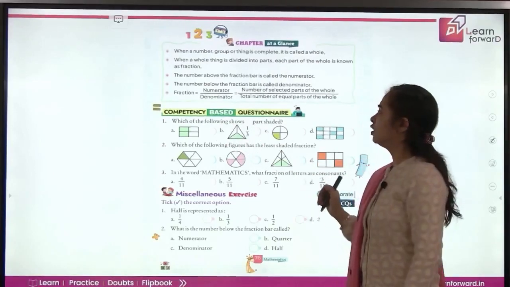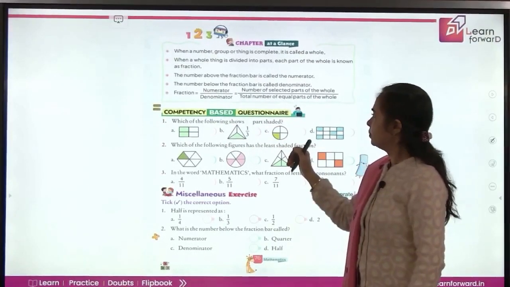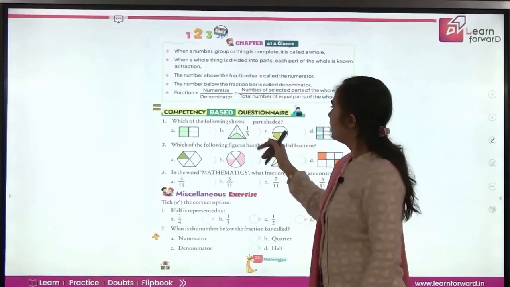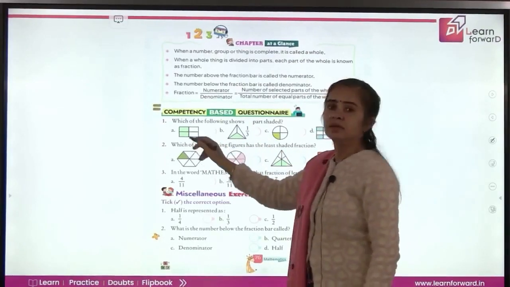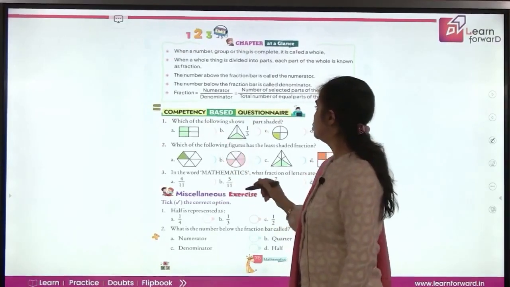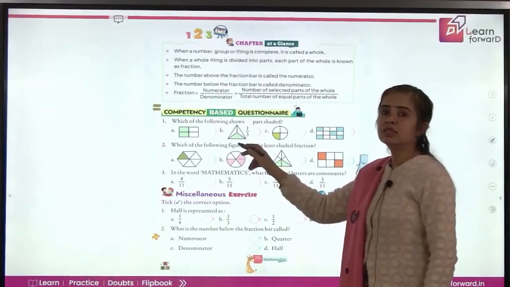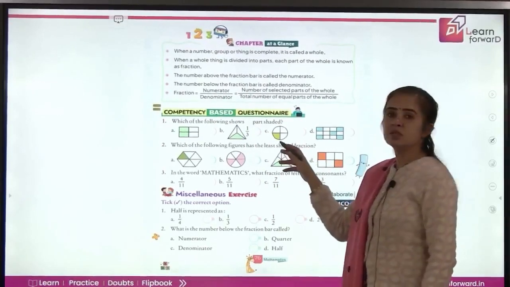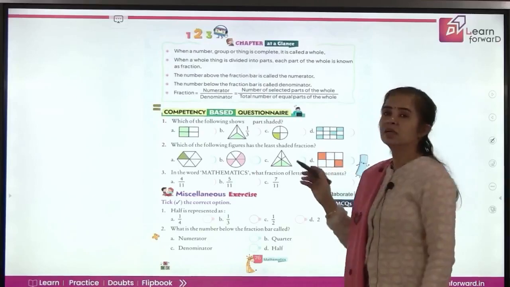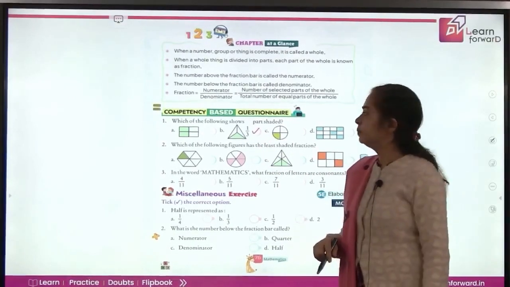Which of the following shows part shaded? What part is shaded here? What part is shaded? 2 out of 4. So this is 2/4. They want you to show 1/3 here. What is it? It is 1/3. Is this 1/3? No. What about this? Not even here. So your correct answer is B. Let's move to the next.